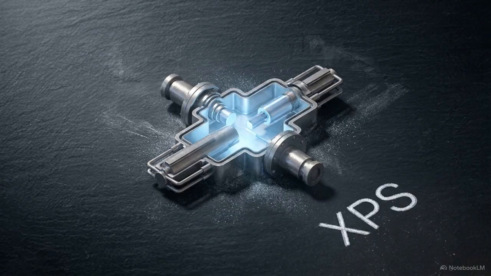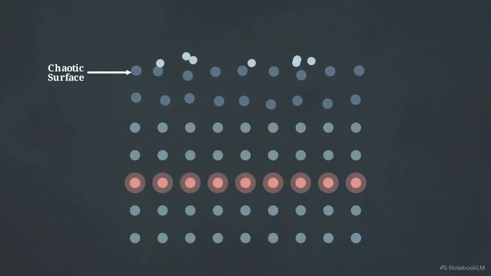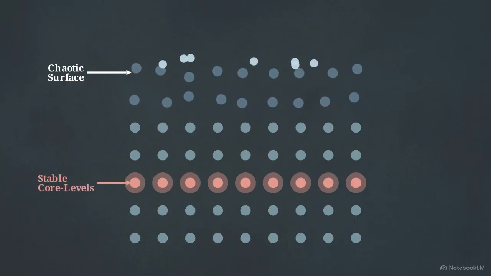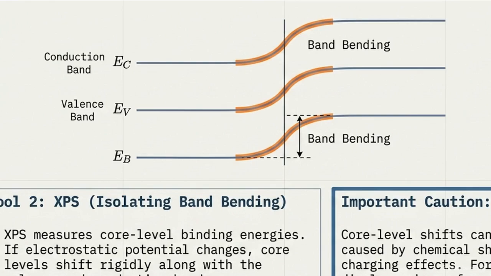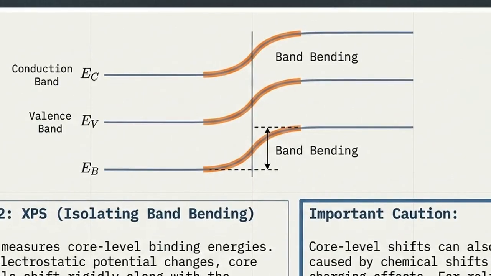To solve for unknown internal variables, we bring in a complementary tool, X-ray Photoelectron Spectroscopy, XPS. Instead of looking at electrons escaping from the very surface, XPS allows us to measure core-level binding energies deep within the atomic structure. This energy diagram shows why that is useful. When the electrostatic potential changes, deep core energy levels shift rigidly, moving in exact parallel with the bands above them. By tracking these core levels, XPS isolates the exact magnitude of the gradual band bending curve.